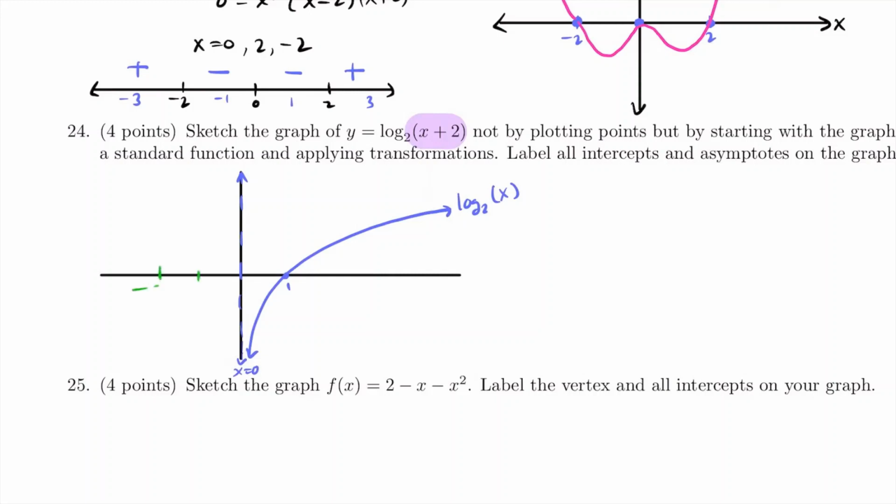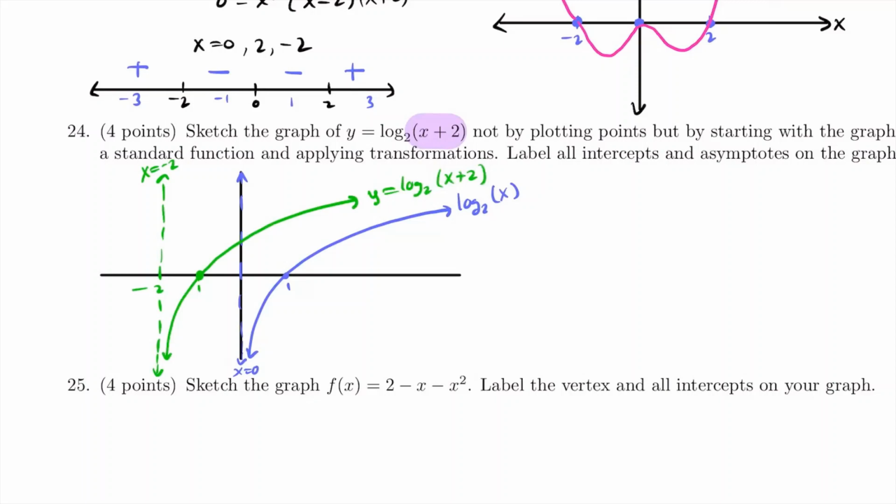So 1, 2. So it's going to be right here. That will be the new vertical asymptote, x equals negative 2. And the point (1, 0) is going to travel 2 units to the left, so it's going to be right here. And you just make the shape of the graph, something like this. So there you go. That's the graph of y equals log base 2 of x plus 2.